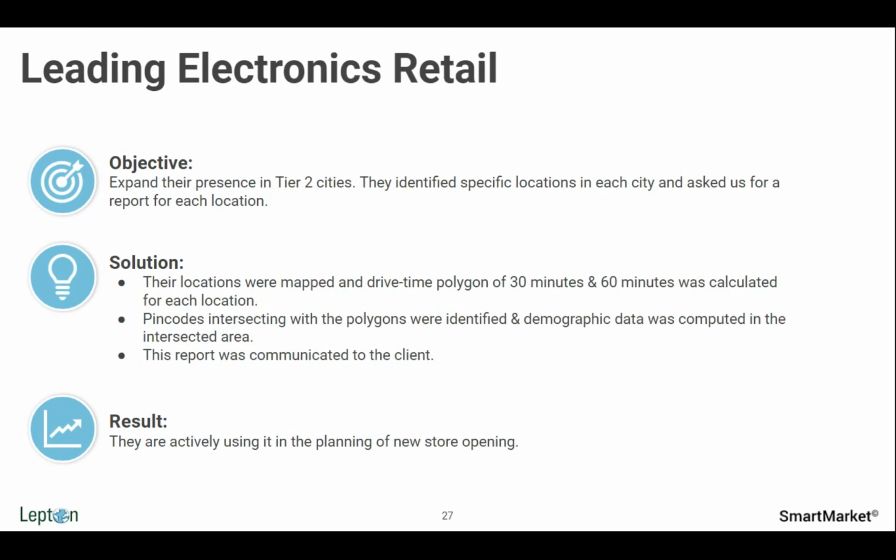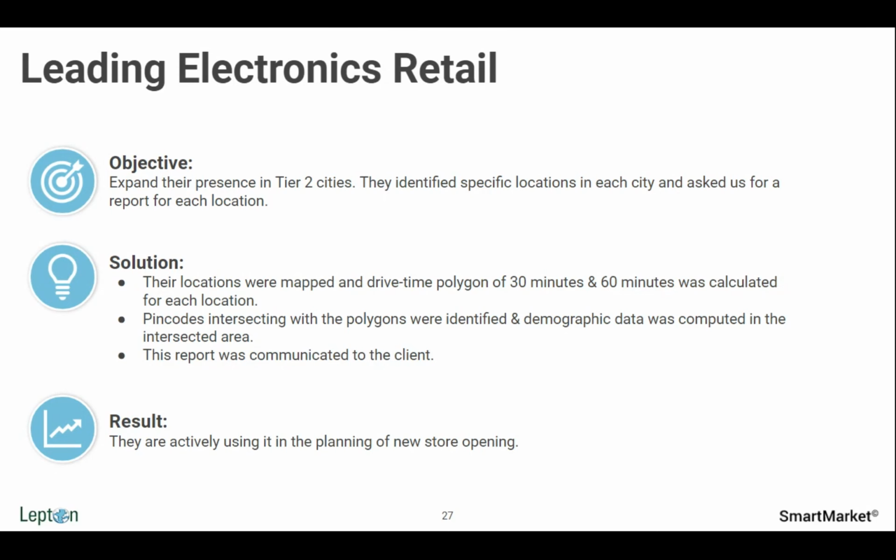So this was about a leading electronics retail chain, and they wanted to expand their presence in tier 2 cities. They had certain cities, and within the cities they also had certain locations in mind. They wanted to validate whether these were the right cities, and the right locations within those cities. And this required a drive time polygon to be drawn for 30 minutes and 60 minutes.